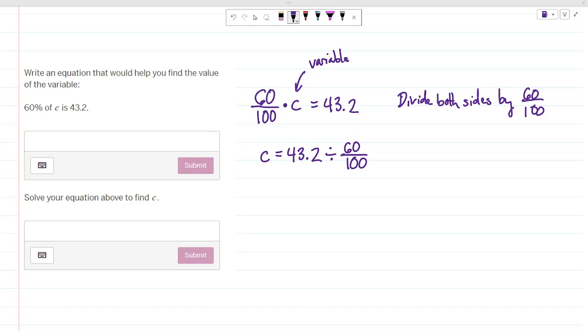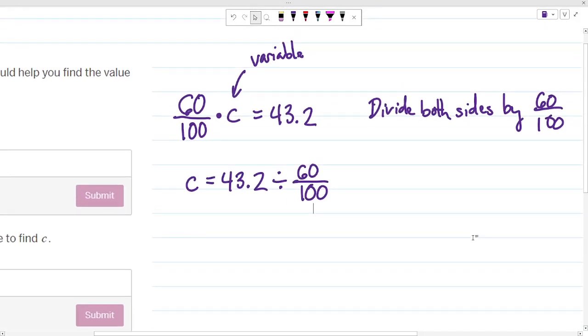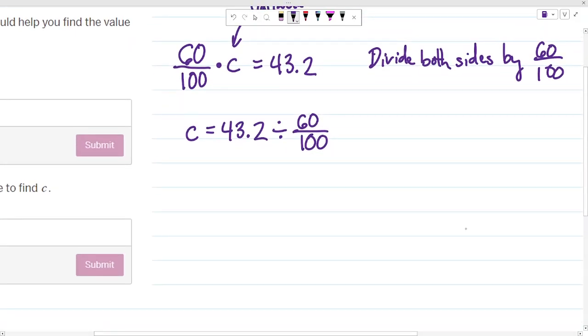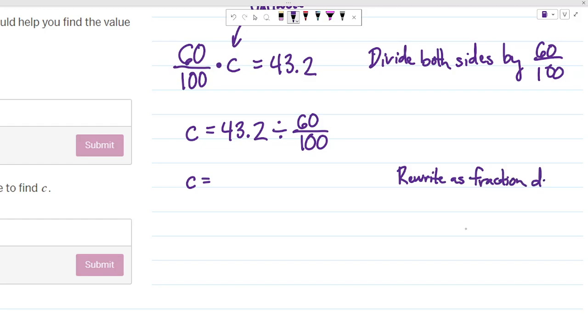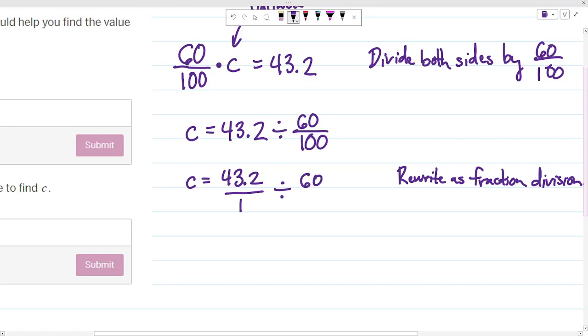So then we just want to keep working this out. Let me go ahead and zoom in so it'll be easier to see what I'm doing. So the first thing I'm going to do is rewrite this as fraction division. What do I mean by that? Well, I want to take 43.2 and write that as a fraction. So that would be like 43.2 over 1 divided by 60 over 100.